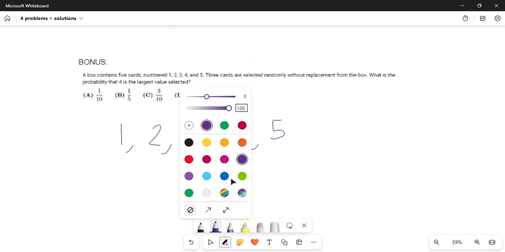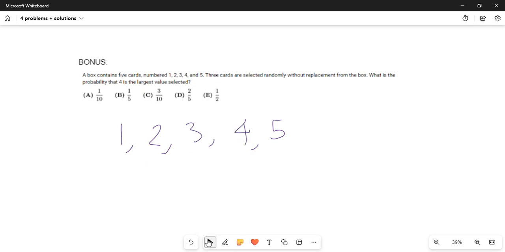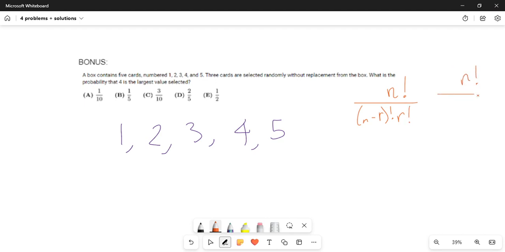So how many ways is a total? First we have to learn a concept called combinations and permutations. Since this is a bonus question, I'm not going to teach it in that depth, but we're only going to learn combinations. It's n factorial over n minus r factorial times r factorial, and permutations is n factorial over n minus r factorial. This is permutations, this is combinations.